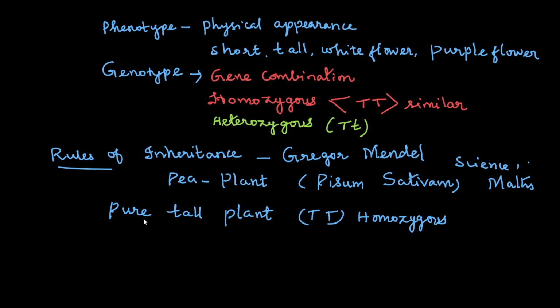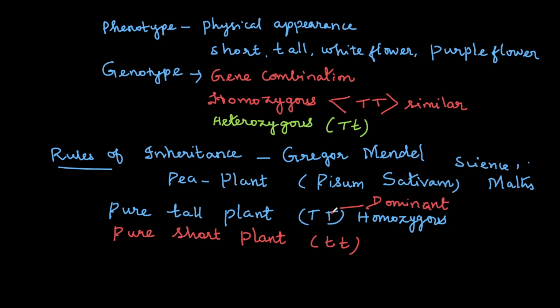And he took a pure short plant. This is also a homozygous condition, but it is represented by small t small t. Always the recessive character we write with small t.